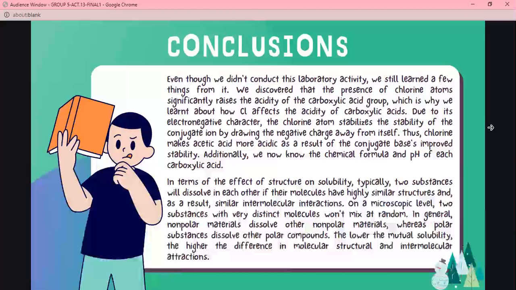In terms of the effect of structure on solubility, typically two substances will dissolve in each other if their molecules have highly similar structures and, as a result, similar intermolecular interactions. On a microscopic level, two substances with very distinct molecules won't mix at random. In general, nonpolar materials dissolve other nonpolar materials, whereas polar substances dissolve other polar compounds. The lower the mutual solubility, the higher the difference in molecular structure and intermolecular attractions.